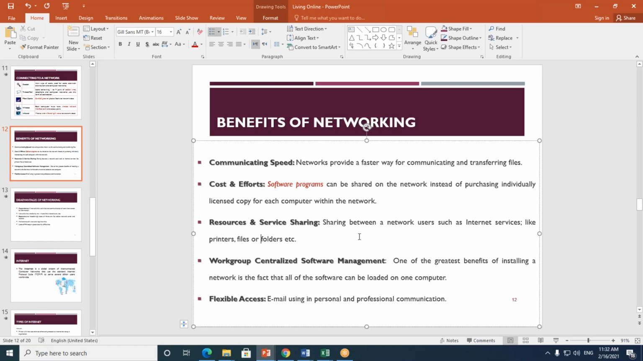In the presence of network technology. Is it clear to you? Moving forward, workgroup centralized software management, which is what leads us, or what came from point number 2. Point number 4 you can connect to point number 2. So workgroup centralized software management, centralized management of software by workgroup.